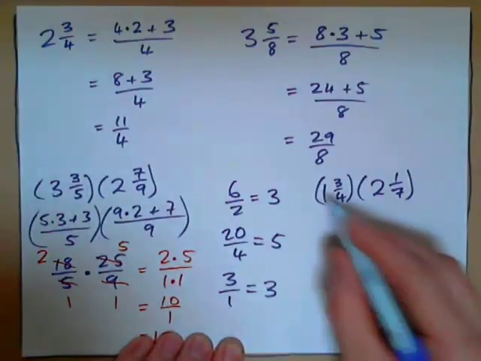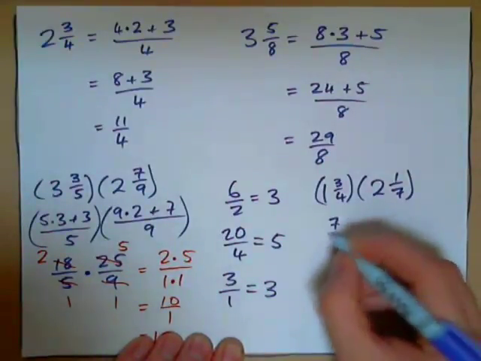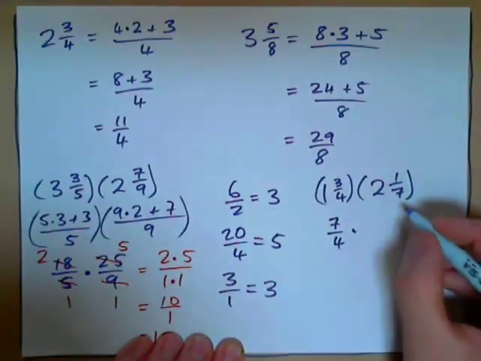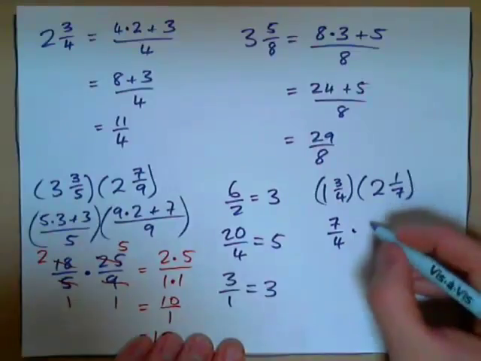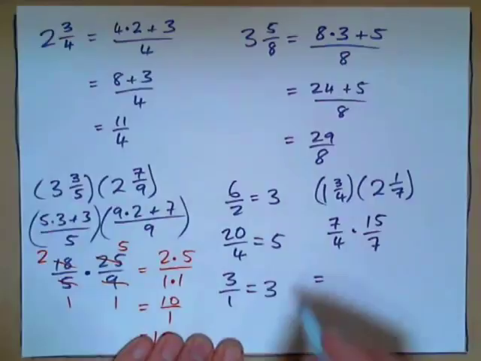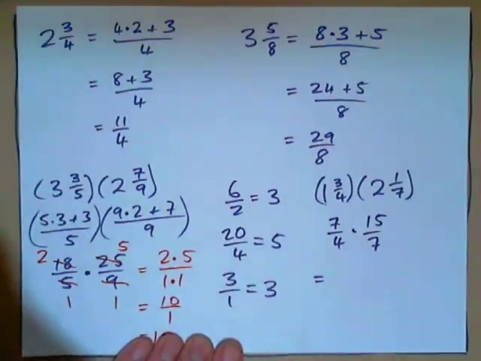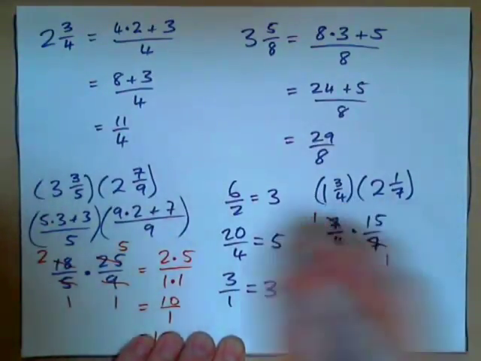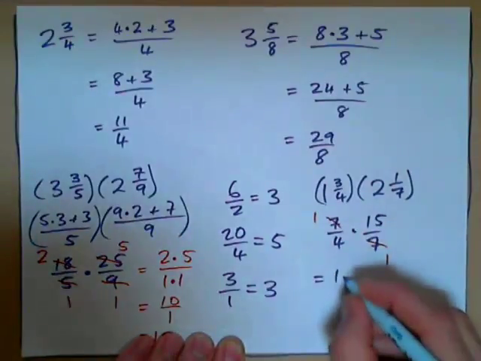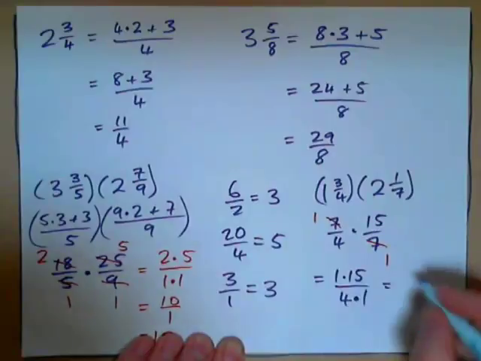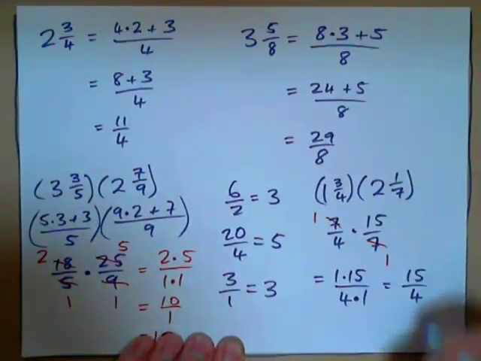Multiplying two mixed numbers. 4 times 1 is 4 plus 3, that's 7/4. Multiplied by 7 times 2, 14, 14 plus 1, 15 sevenths. Now cross cancel and see what that gives. Well, we can do this. 7 into 7 goes once, 7 into 7 goes once. So we have 1 times 15 over 4 times 1, which gives 15 over 4.